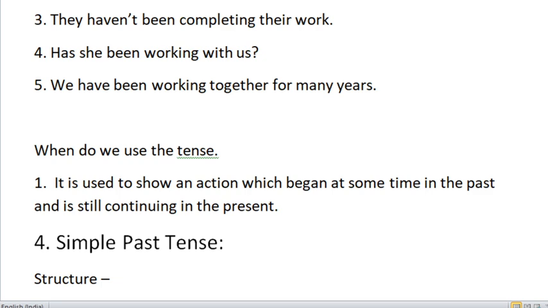Means for many years, so we cannot calculate how many years, many years from which year you have been working. It is not mentioned there. So when vague information is there, we can use for. For showing a long period we can use for. But if we want to tell an exact period, exact timing, that time we have to use since.